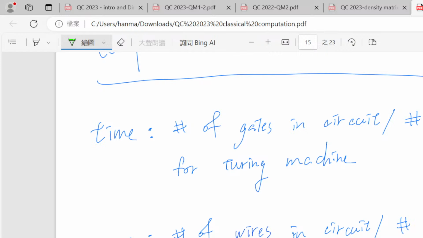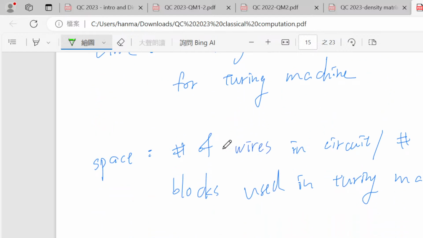But instead, in terms of our circuit model and Turing machine, time means that in the circuit model it means the number of gates in your circuit required. So how many gates you need to put in your circuit to have your algorithm solve the problem correctly. And in a Turing machine it means how many steps the Turing machine must run. So how many program steps it needs to run to solve the problem.